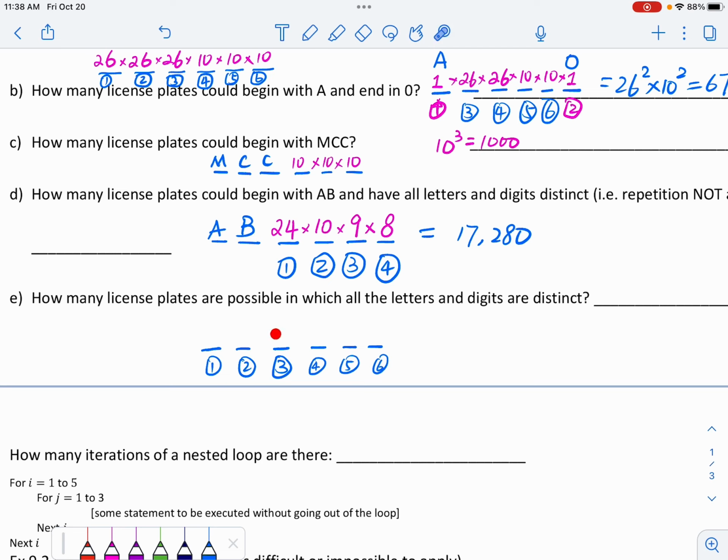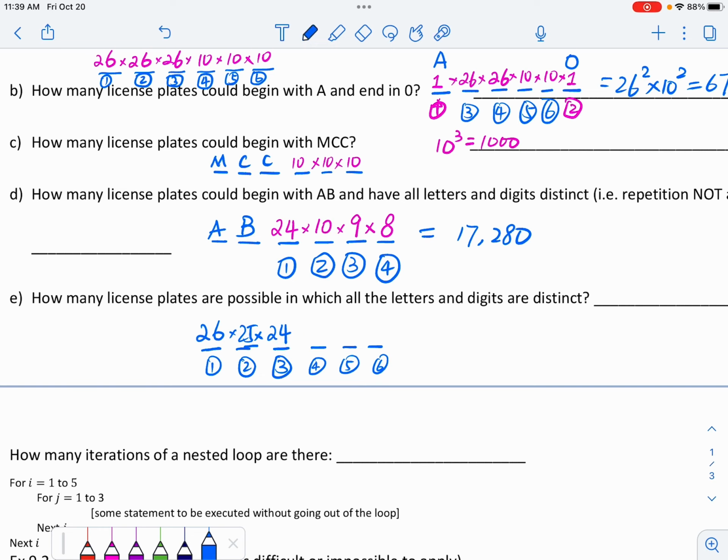Step 1, 2, 3, we need to fill in letters. 4, 5, 6, fill in numbers. And we start with 26 letters available. Once the first blank is filled in with a letter, that letter cannot be used again. So therefore we are down to 25 available now for the second letter, and then 24 for the same reason, 24 letters available for the third letter.